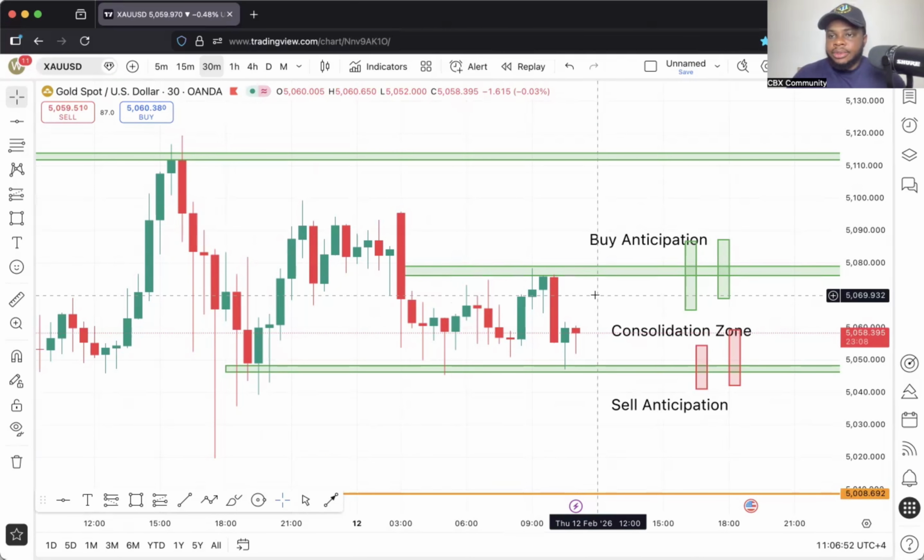Let's see what the market wants to do. Then we'll be able to anticipate what we want the market to give to us. We don't need to do anything. We just need to be patient until you're able to identify a structure.